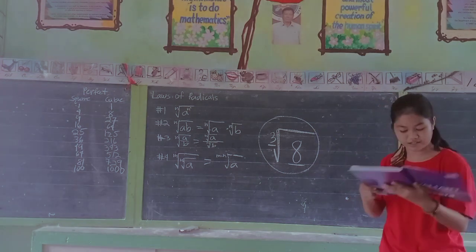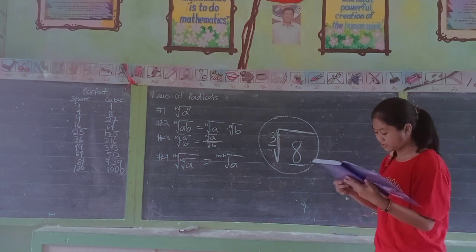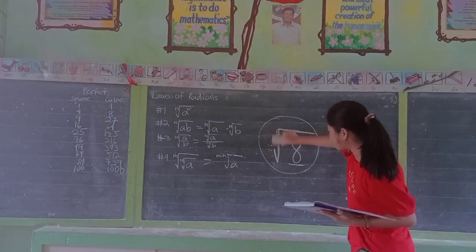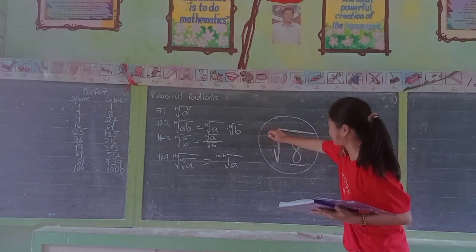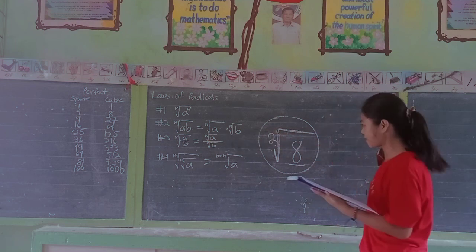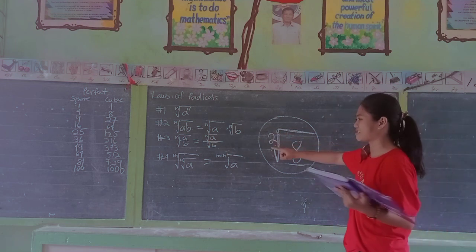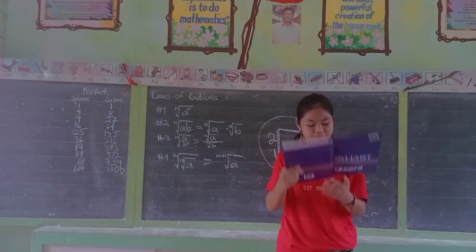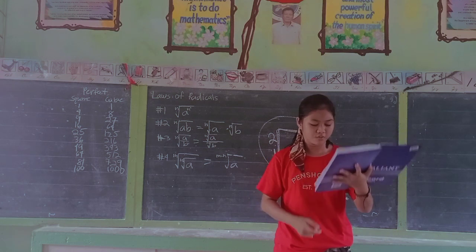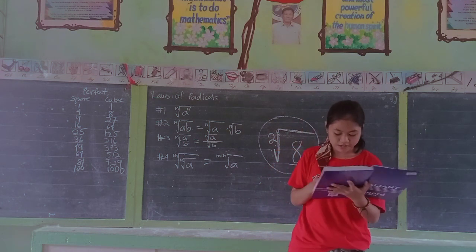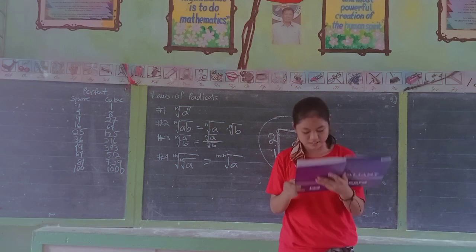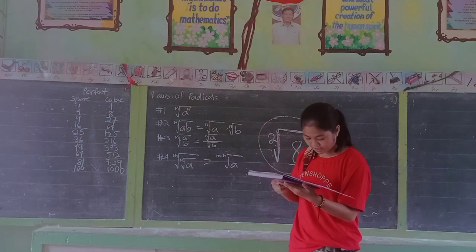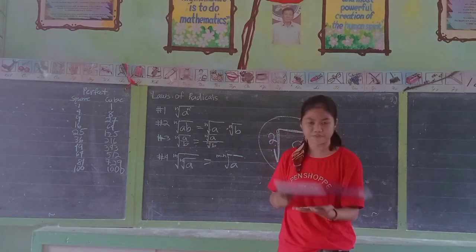As a convention, if no index appears in a radical, if there is no number in the index, it is understood as a square root, or understood as 2. Now, before we start simplifying radical expressions, we need to know the essential laws of radicals, so that we can simplify radical expressions more easily.